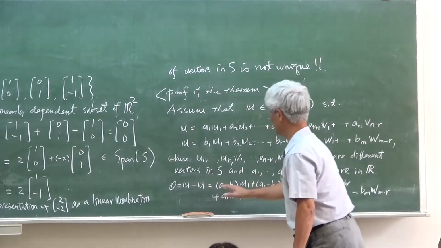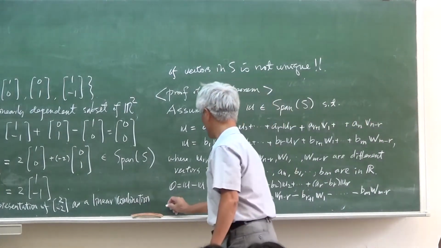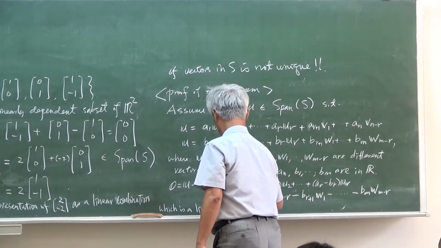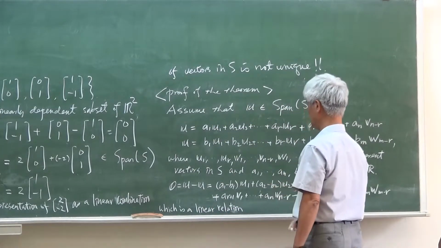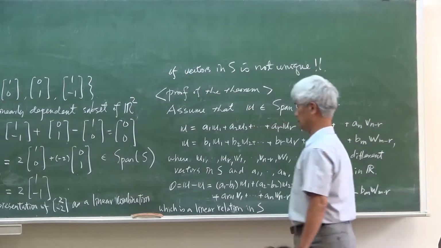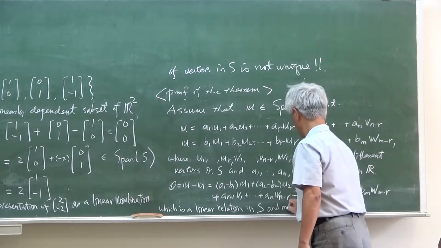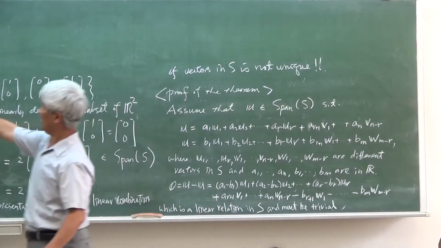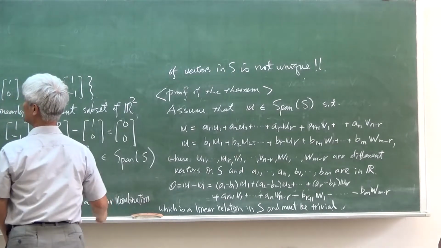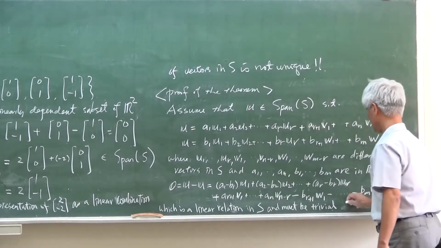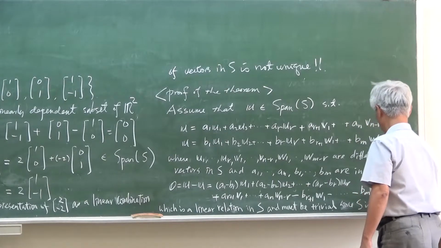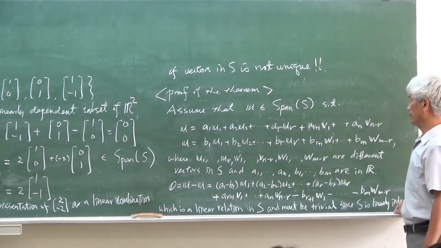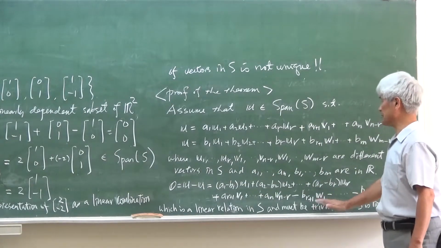So now I have a linear relation in S, and it must be trivial, because S is linearly independent. Such a linear relation should be trivial, which means that all the coefficients must be 0.